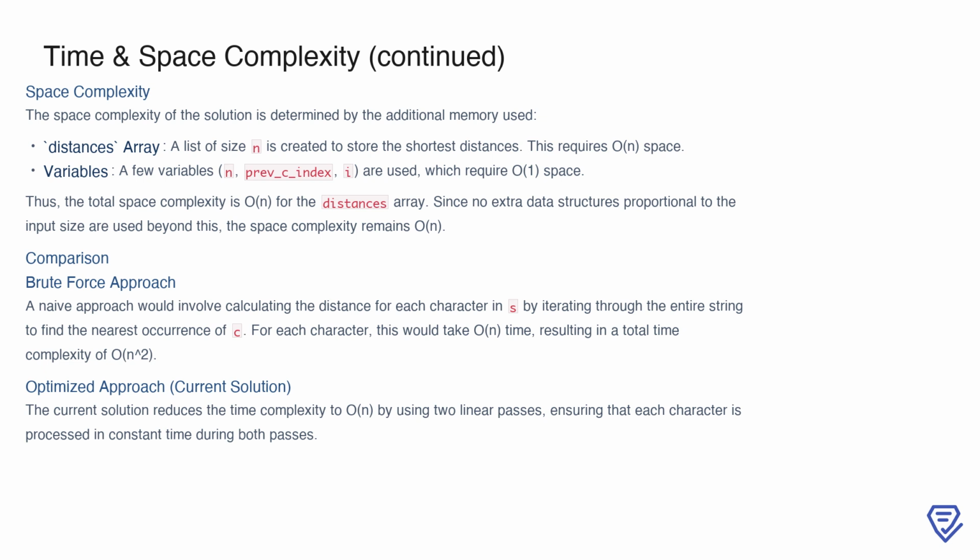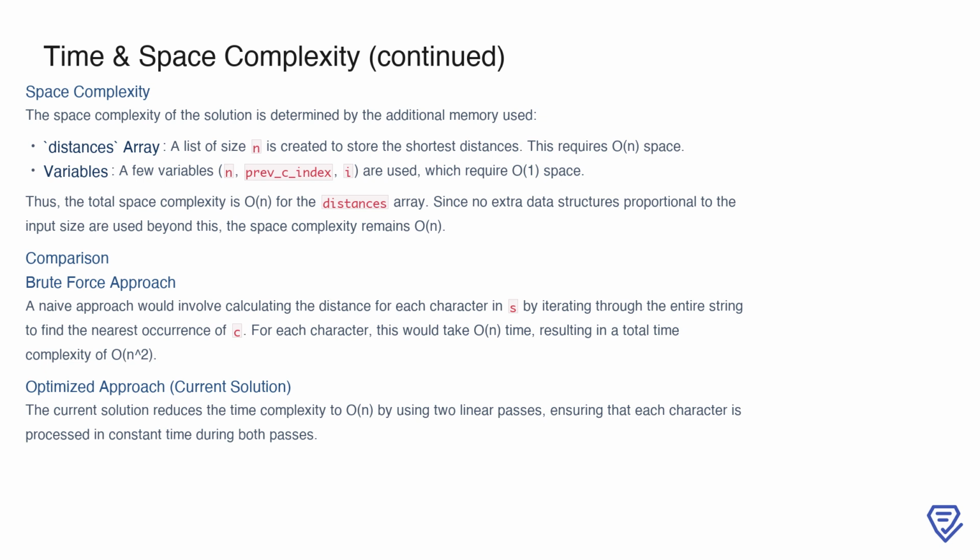The algorithm uses a distances array to store the shortest distances for each character in the string. Since the array has the same length as the input string s, its space usage is O(n). Additionally, the algorithm uses a few variables, such as n, prev_c_index, and i, which require only constant space, or O(1). When we add these contributions, the overall space complexity is dominated by the distances array, resulting in O(n).